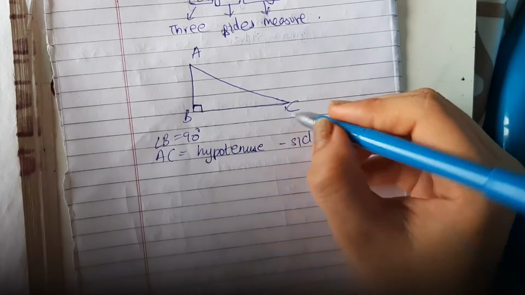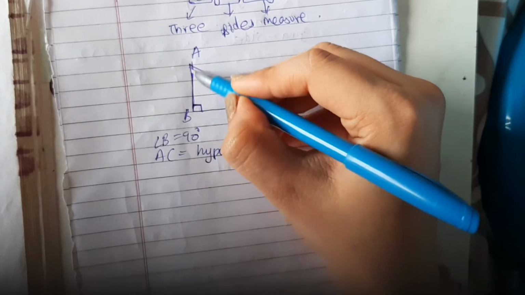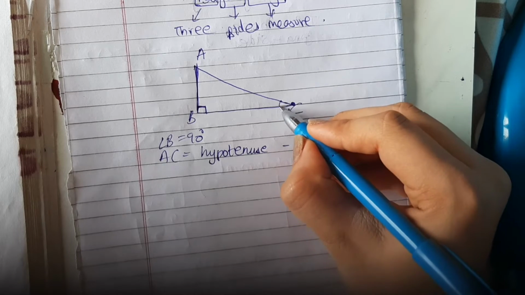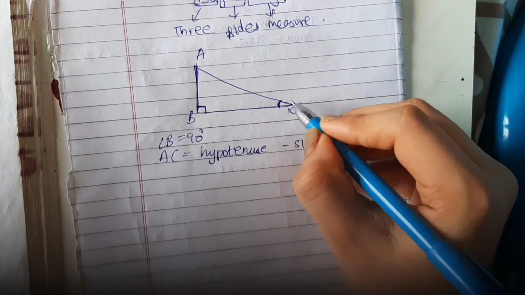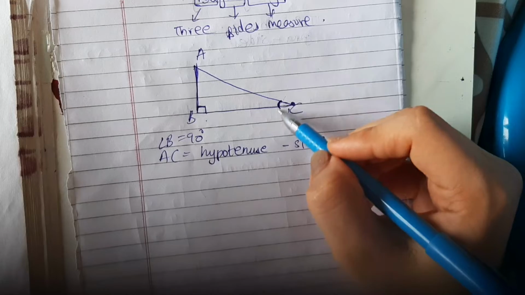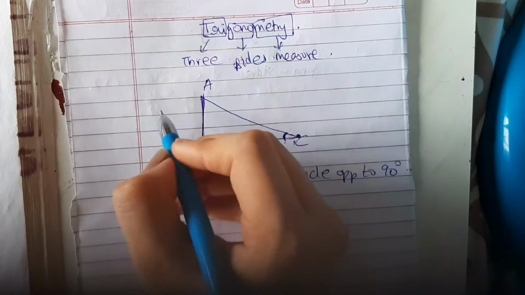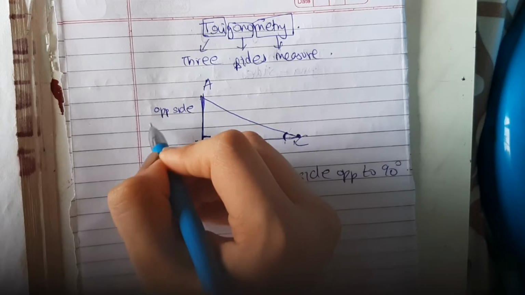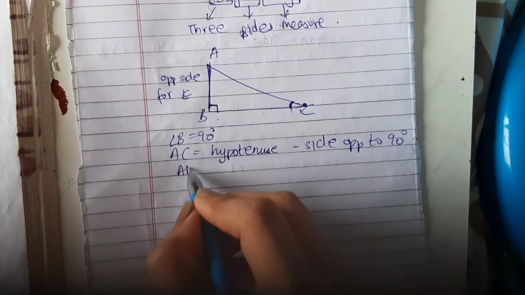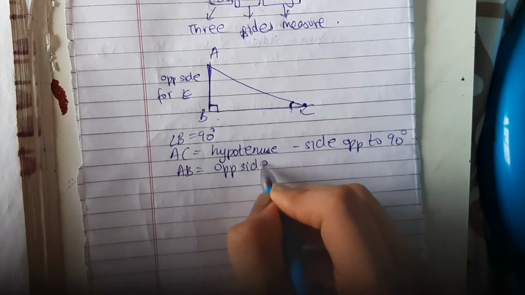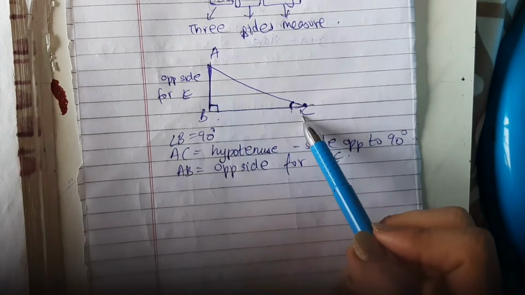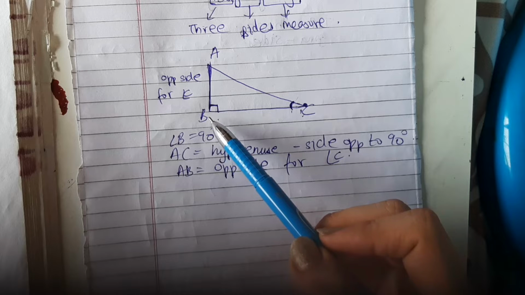Now if for example this AB is a tower, and we are standing at position C, we'll make an angle here, the angle C. For angle C, what is AB? AB is the opposite side for angle C. So here I'll write opposite side for angle C. Now AC is the hypotenuse, AB is the opposite side for angle C.